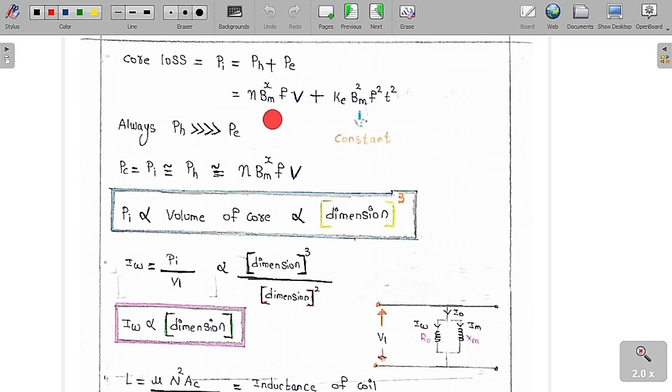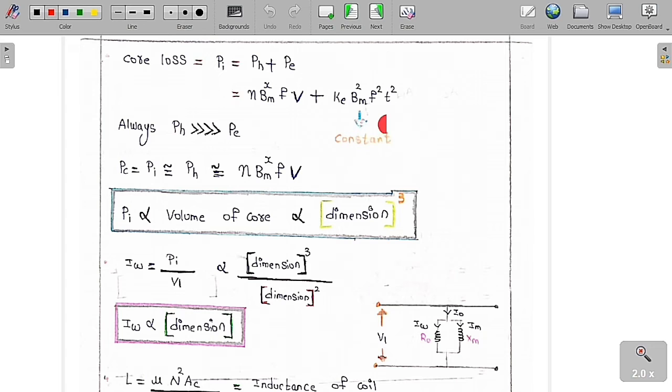So the hysteresis loss is eta Bm to the power of x into f into volume of core, whereas the eddy current loss P is equal to K into Bm square f square T square. This is the formula that you always have to remember. So hysteresis loss is equal to eta into Bm to the power of x into frequency into volume of core, plus eddy current loss is K into Bm square f square into T square.